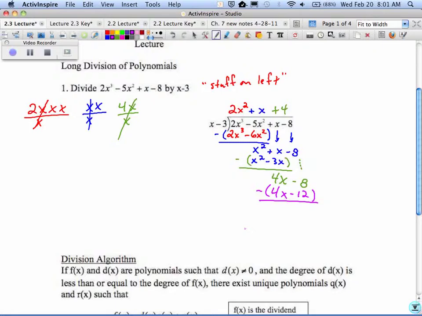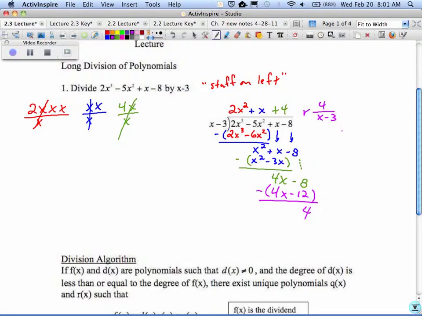Negative 8 minus a negative 12. So negative 8 plus 12 is, can I stop? That's finally a 0 degree. I'm dividing by a first degree, so it's smaller degree, so I can stop. And then maybe you just go remainder of 4. If you do work out of the book, they will also write it a remainder of 4 over x minus 3, what you divided by.